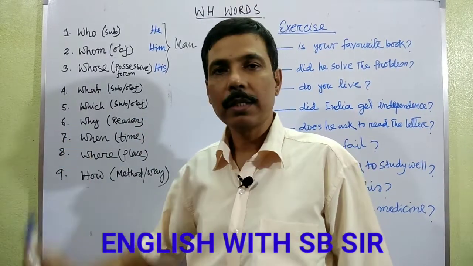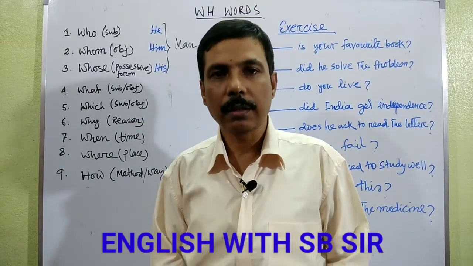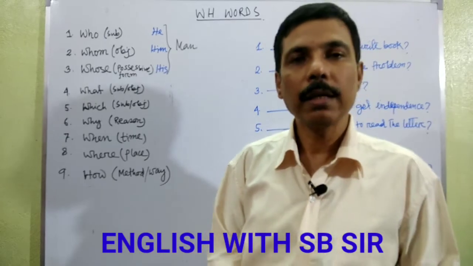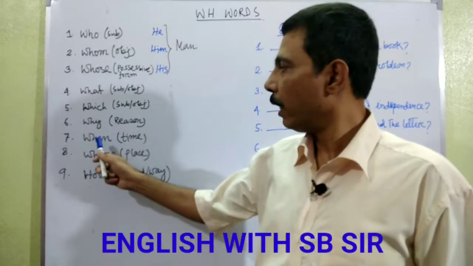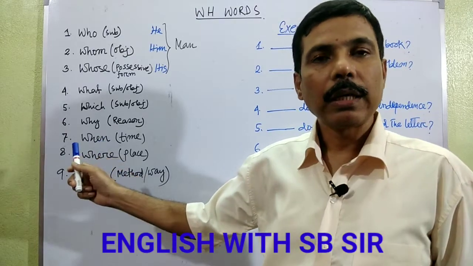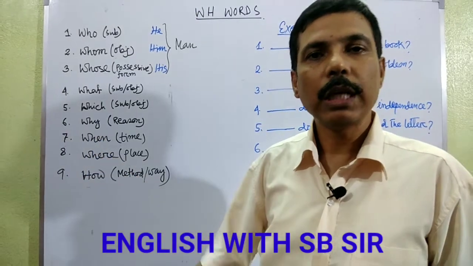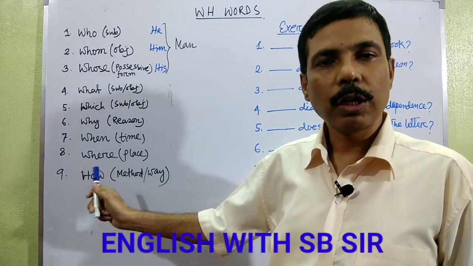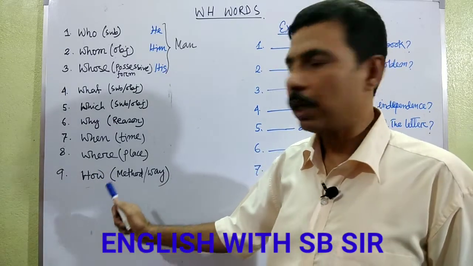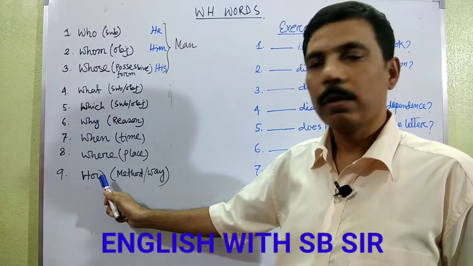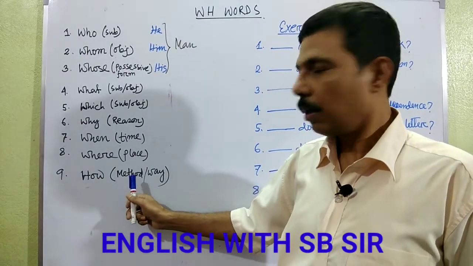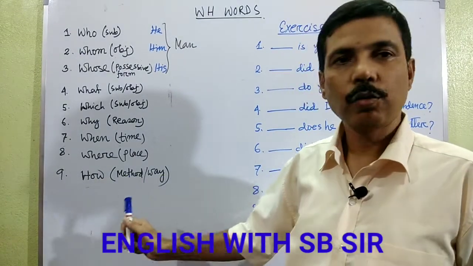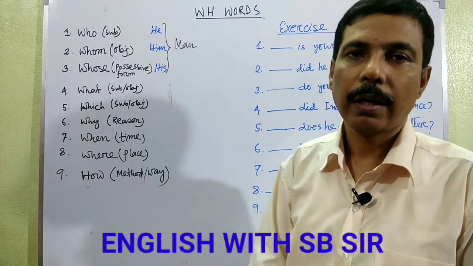Next, why is used to know the reason. Next, when is used to indicate time. Where is used to denote place. And how is used to denote a method or way.